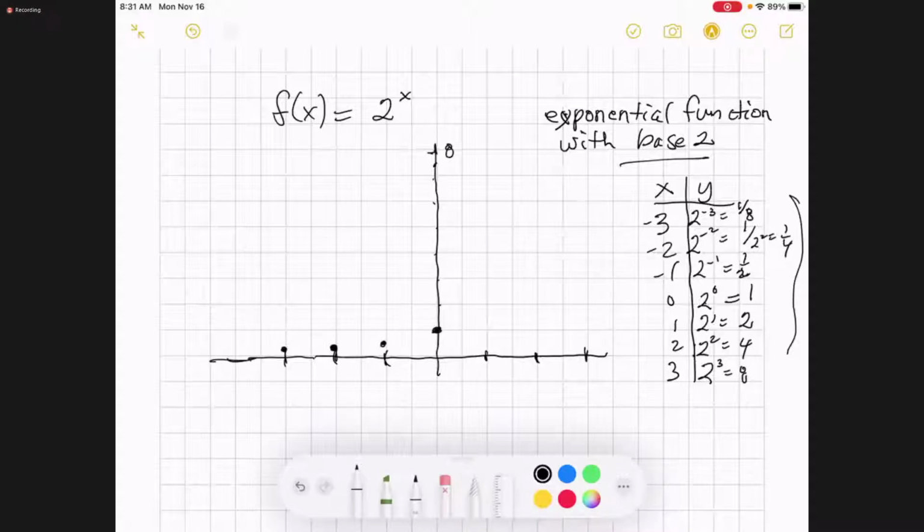And this would continue. You've pretty clearly got a horizontal asymptote in the negative x direction. I'm going to connect the dots. Okay, goes out that way. Then the other direction, 2 to the 1 is 2, 2 squared is 4, and 2 cubed is 8.